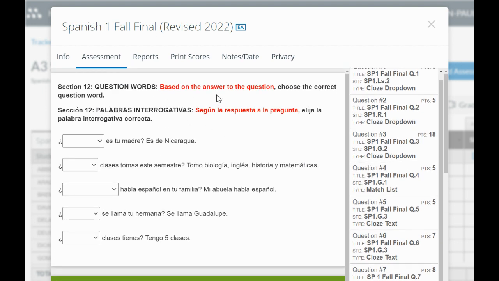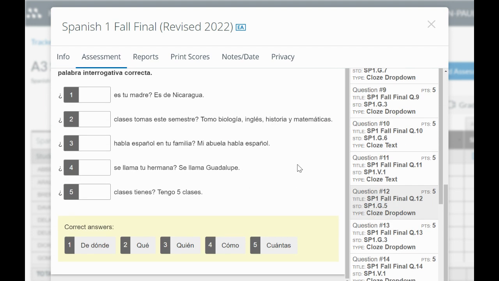Question 12, based on the answer to the question, choose the correct question word. So you're going to come up with a question word that goes with each one of these questions that are going to start it. Okay, so remember your interrogatives.